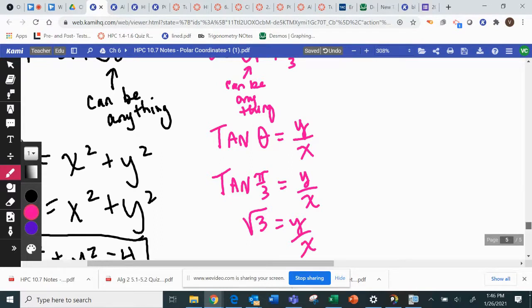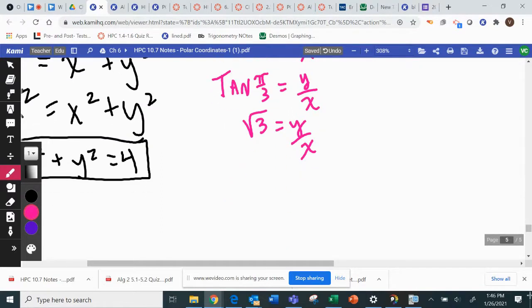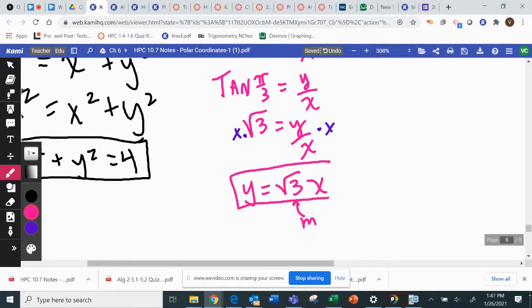Now you can see that I do not have a theta anymore. We have x's and y's. This is rectangular, but it's not really in the form of a line the way it's written right now. So I'm just going to multiply both sides by x. And then we have y equals, this would be our m, x plus, and then we'd have 0 for our b value. So this would be the equation.